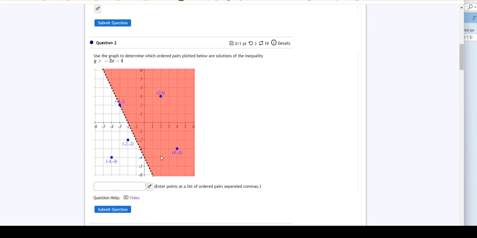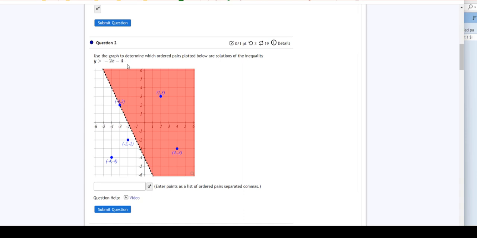Basically everything in this shaded area, if I plug it into the problem, would work. So let's say I plugged 4, negative 3 in. 4 is my x value, negative 3 is my y value. I would have negative 3 is greater than negative 2 times 4, which would be negative 8 minus 4, negative 12. So that tells me that negative 3 is greater than negative 12. That's a true statement. If I plug 2, 3 in, 3 is greater than negative 2 times 2, which is negative 4, minus 4, negative 8. So 3 is greater than negative 8.